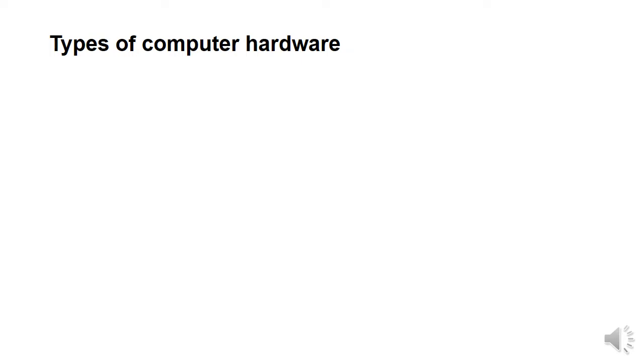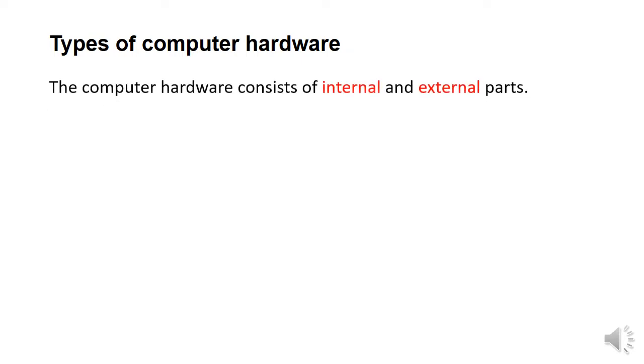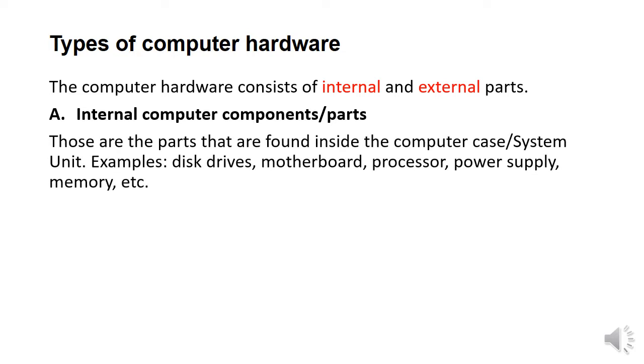Types of computer hardware. The computer hardware are classified into internal and external parts. Let's start with internal computer components, or internal computer parts. Internal computer parts are the computer components which are inside the system unit. Examples: we have hard drives, we have the motherboard, we have the power supply, etc.